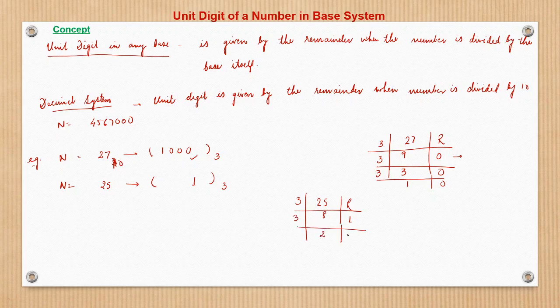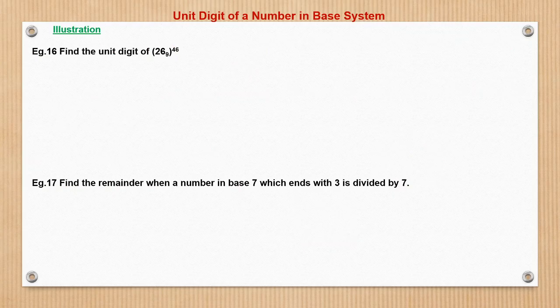3 times 8 is 24, so it becomes 2 2 1. So this is the conversion, unit digit is 1. So we need not go through the whole process; we just simply divide 25 by 3 and we get the unit digit, that is 1. So this is the very basic understanding of this concept. Now we will see some illustrations on this.